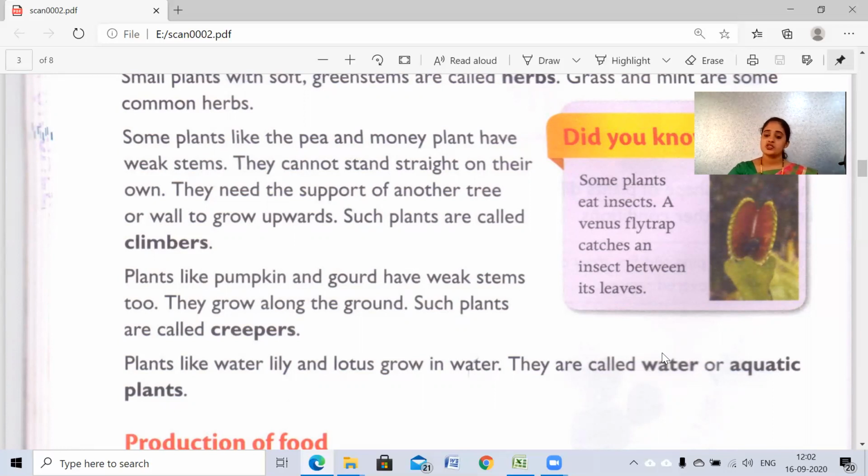Okay. So children, we learnt about different types of plants. That is trees, shrubs, herbs, climbers, creepers and aquatic plants. Come to the next. What do plants give? Okay. Production of food.